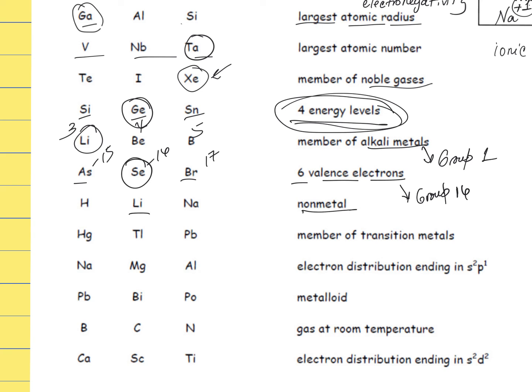Non-metal. Lithium is a metal. Sodium is a metal. Both of them are located in group 1, so alkali metals. Hydrogen is the only one in that group that is not a metal.